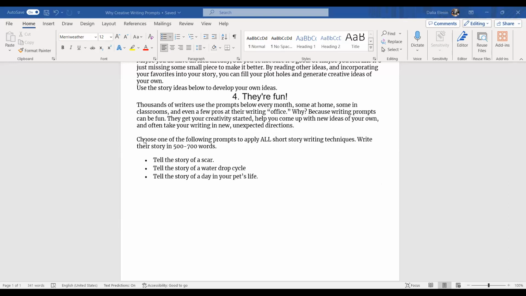Write a story of 500 to 700 words to tell me the story of a scar or the story of a water drop cycle. My daughter got one like this, a water drop cycle. What happens? And she put it in a very nice way, and she wrote in the first person as if she is the drop of water. So she said, I used to do this, I became this and this and so on.